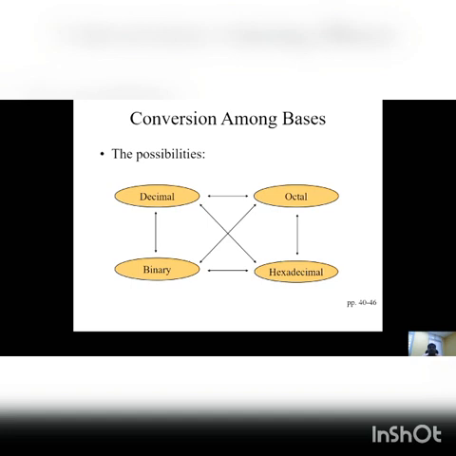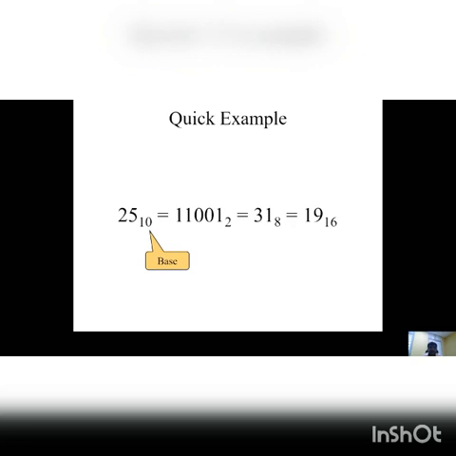So there are four bases: decimal, octal, binary, and hexadecimal. All these bases can be converted into another base, with all the possibilities as shown in the figure. A quick example is 25, which is base 10. Its binary is 11001, its octal is 31, and hexadecimal is 19.